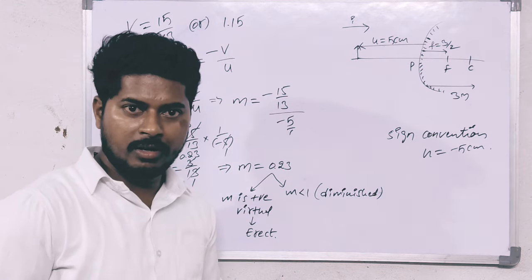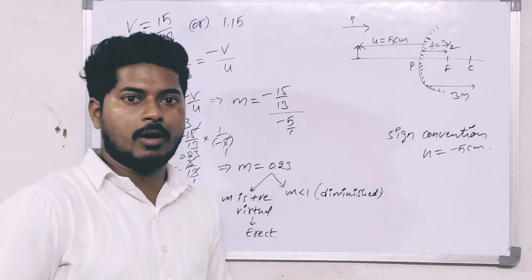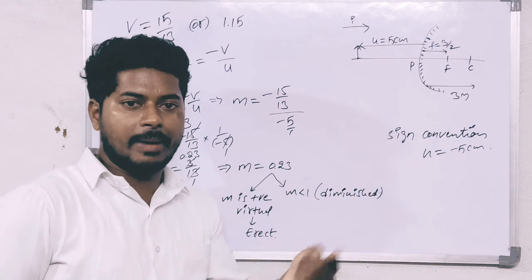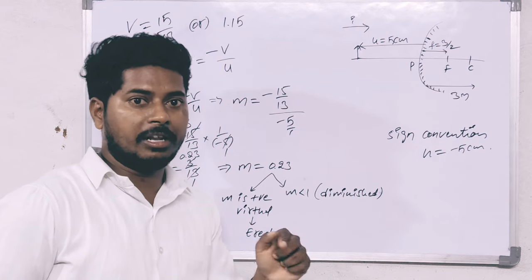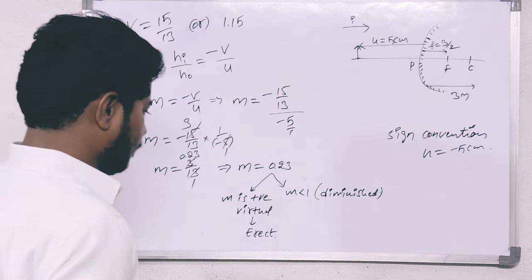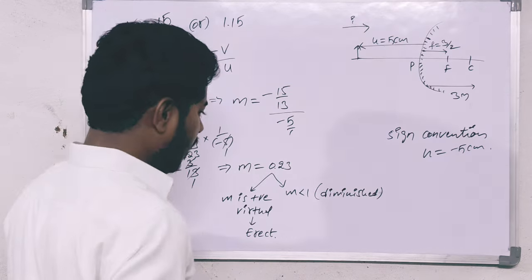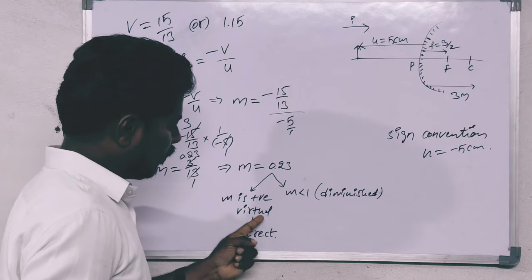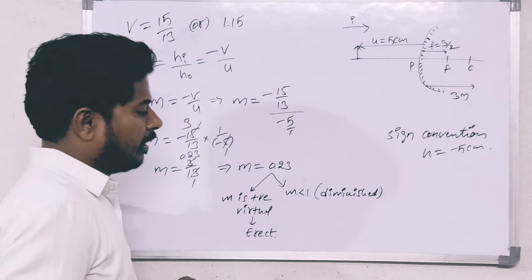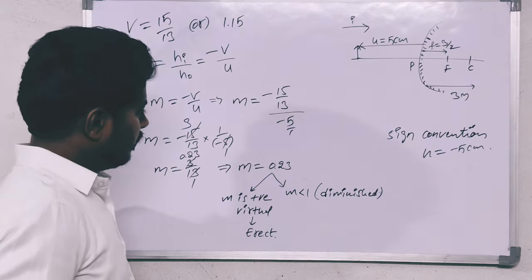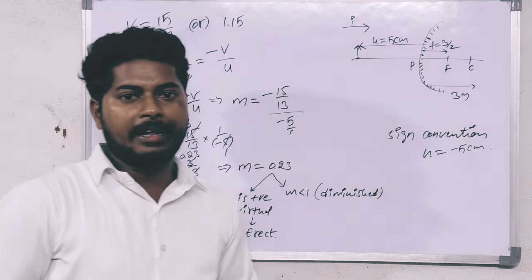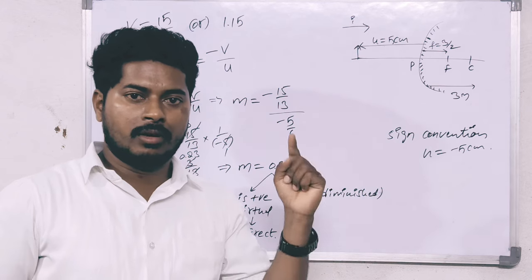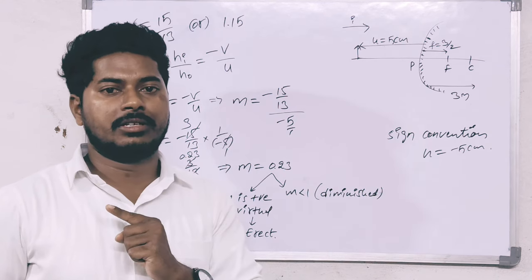When M equals 1, the image size is equal to the object size. When M is greater than 1, that image is enlarged or magnified. When M is less than 1, that image is diminished. Here we found the nature and size also. So the nature of the image is that it is virtual, erect and diminished. Finally, as we discussed in previous classes, a convex mirror always forms virtual and diminished images.